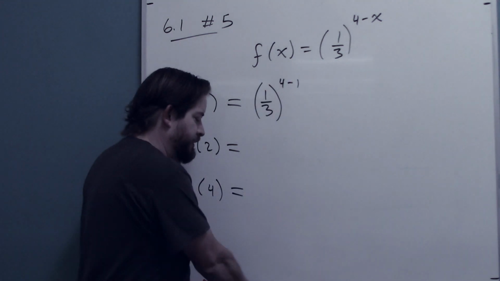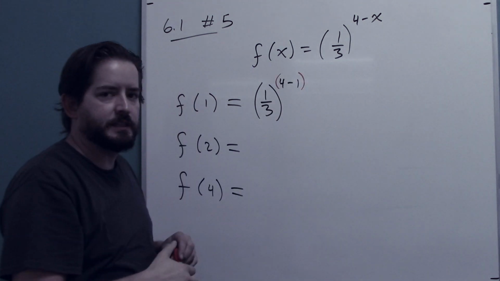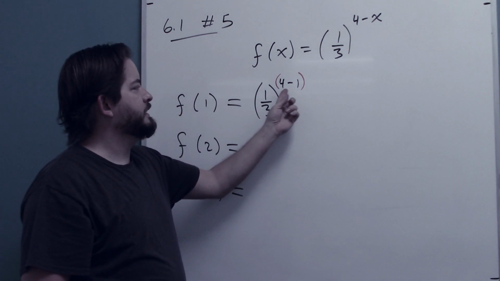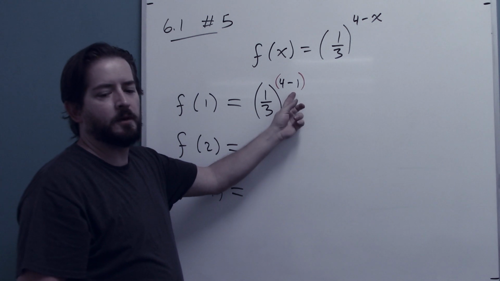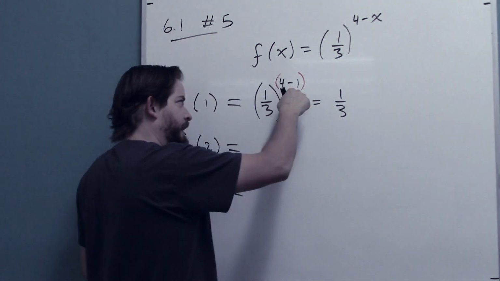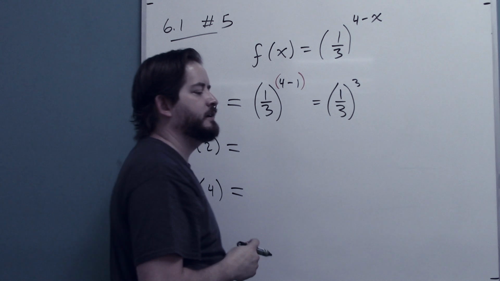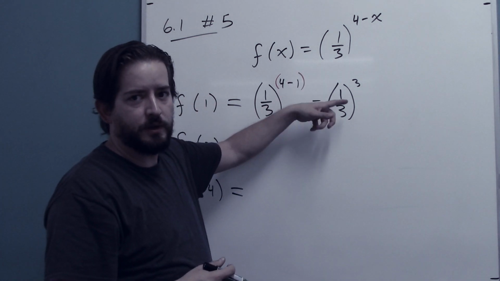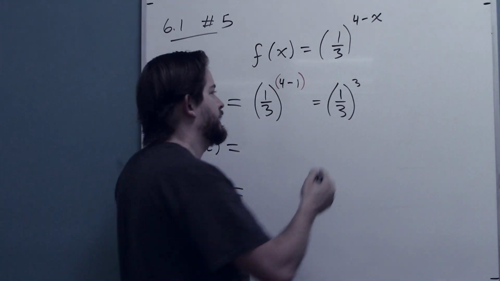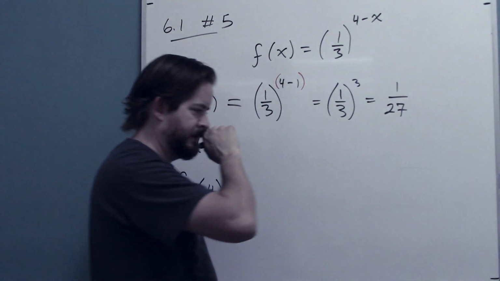Now, there aren't parentheses here, but this exponent is all considered to be inside of its own little parentheses. So as far as the order of operation is concerned, I need to take this operation first. And so this is 1/3 raised to the 4 minus 1, which is 3. So this is 1/3 to the 3. Well, you can treat that as 1 to the 3 over 3 to the 3, or as 1/3 times 1/3 times 1/3. It's the same thing either way. In either case, I'm going to get 1 over 27.